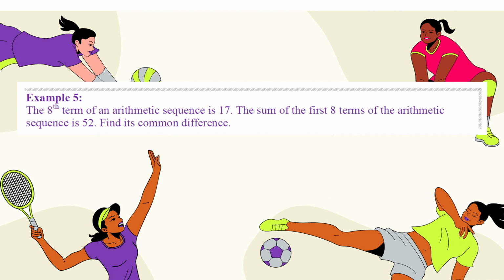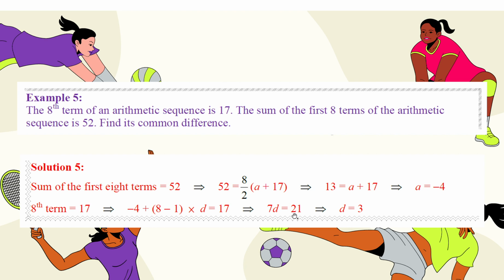Welcome back, so quick, okay? So the sum equals this one. The sum equals n over 2 times first plus last, okay? And you got a equals negative 4, and the eighth term is 17, okay? So 17 equals a plus (n minus 1) times d, and then 17 equals 21 and d equals 3, okay? You got it? Well done.